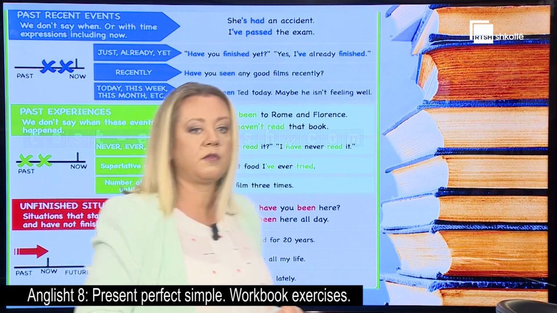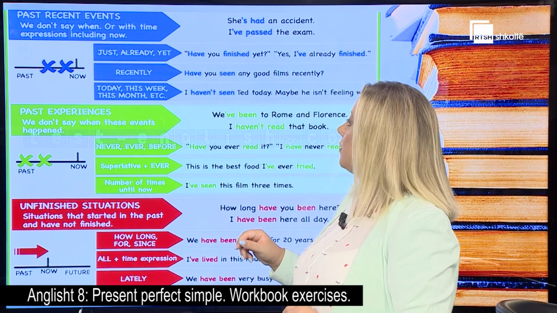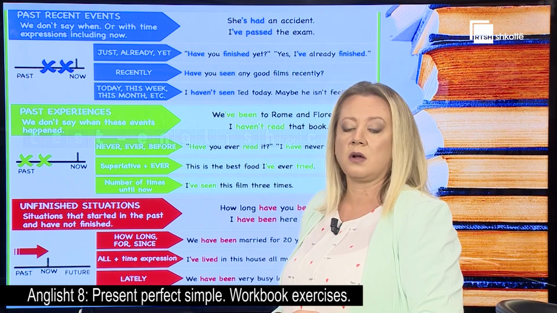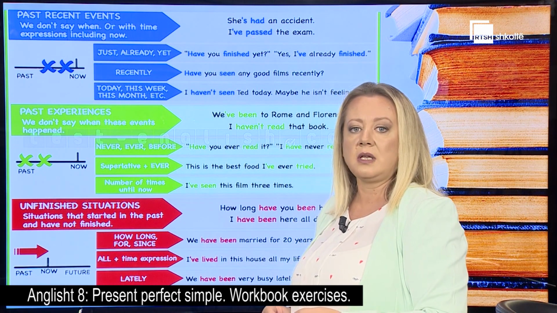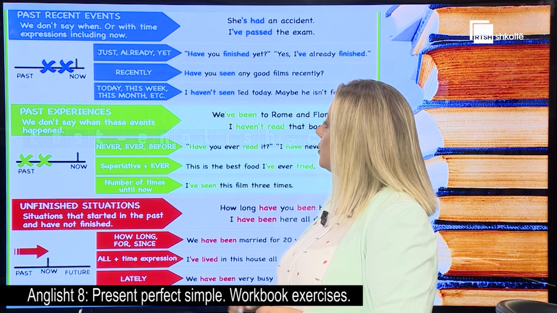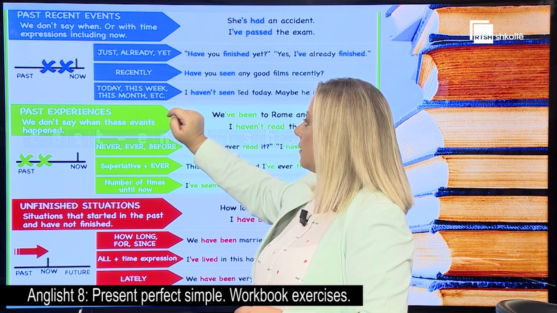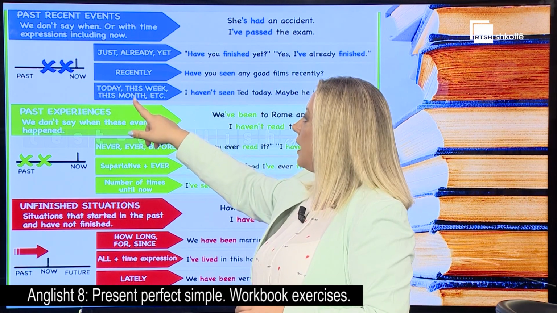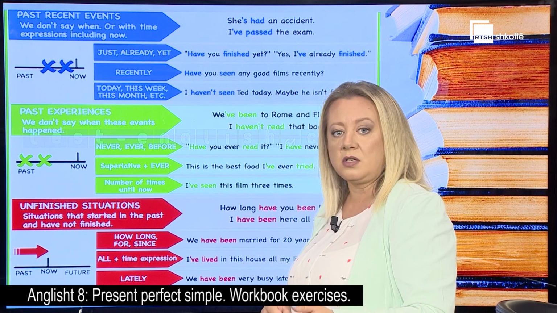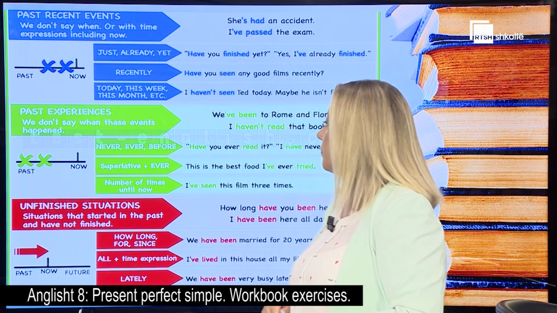Now let's see some of the uses of present perfect. We use the present perfect for past recent events and we do not say when. We don't know or we are not interested when this action happened. Some of the expressions used with the present perfect are just, already, yet, recently, today, this week, this month, etc. for actions that started in the past and still continue up to this period of time.